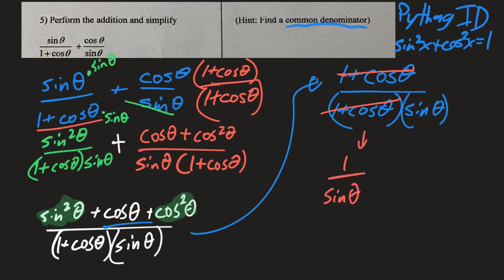And this is actually one of my reciprocal identities. So remember, don't ever leave it as just 1 over something. Always just change it back into its reciprocal form. So this is going to become cosecant theta. And that is my final simplified answer.